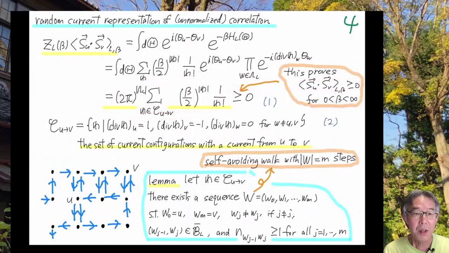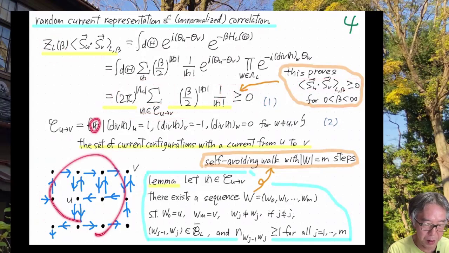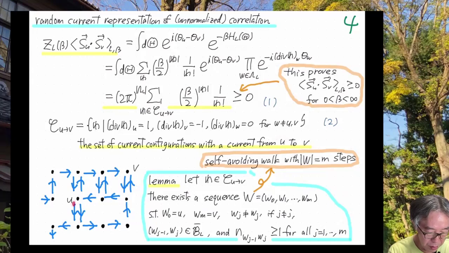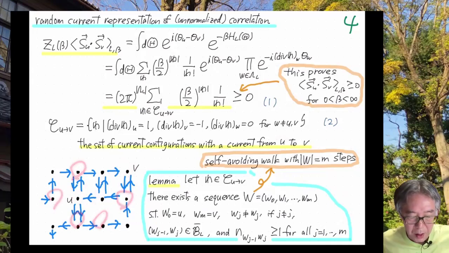Okay, right. And what else? So this is one example. This is an example of a current configuration where we have a current from u to v. So at u, I think we have 3 arrows going out and 2 arrows coming in. So yes, it has divergence exactly 1. And at v, you have 2 incoming arrows and 1 outgoing current. So the divergence is -1. Otherwise, the divergence is 0 everywhere.